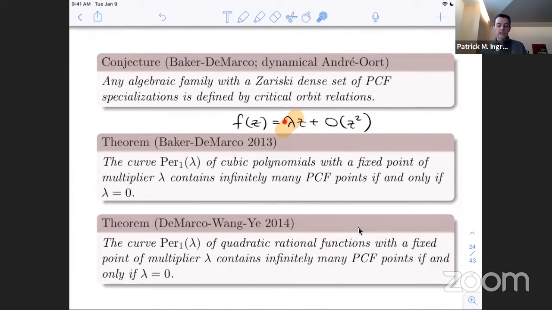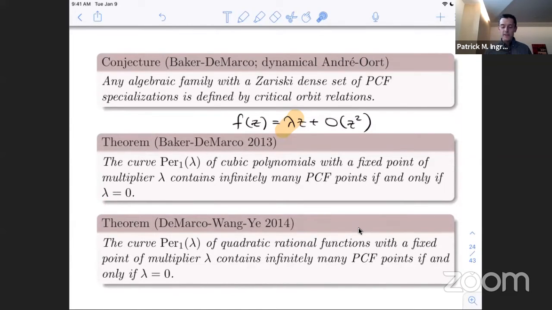And so you'd expect a typical curve like this to have only finitely many post-critically finite points on it. And it turns out, this result of Baker and DeMarco from 2013, your intuition is exactly right: the curve pair one lambda contains only finitely many post-critically finite points, unless lambda equals 0. And why lambda equals 0?